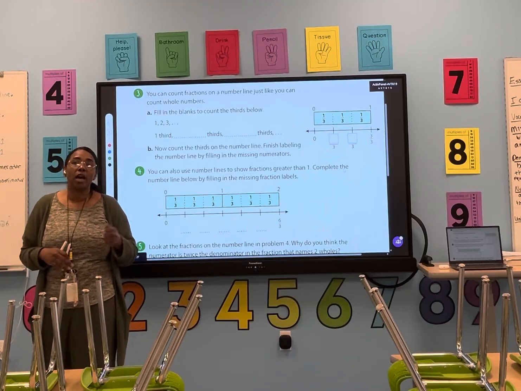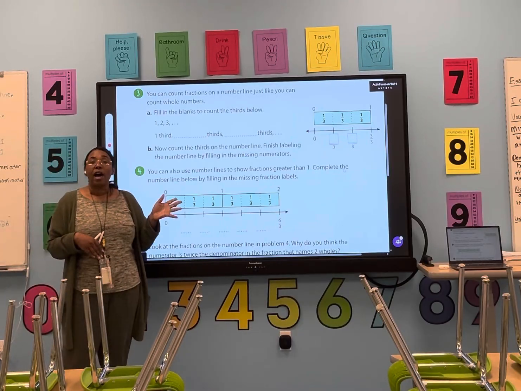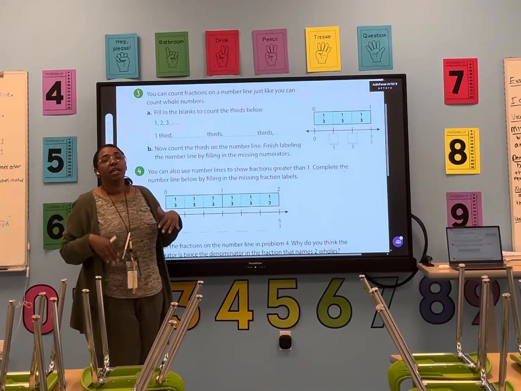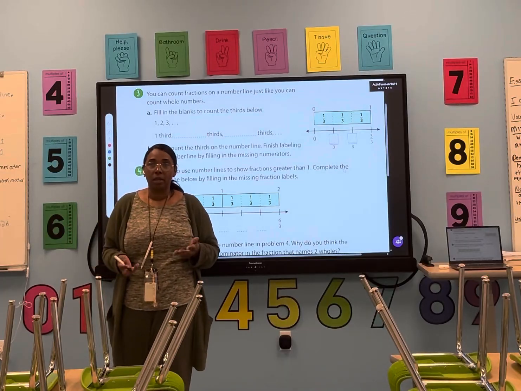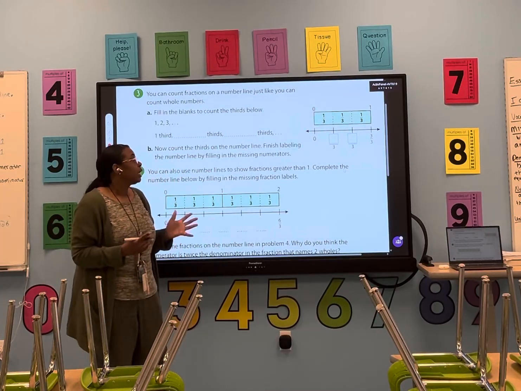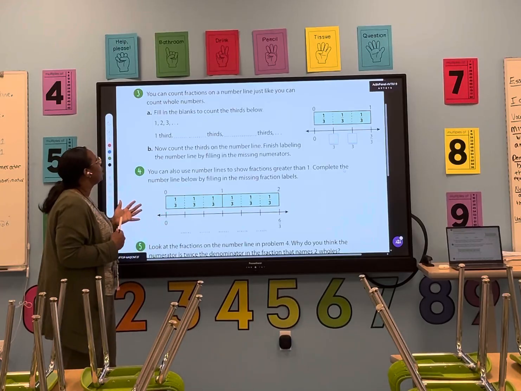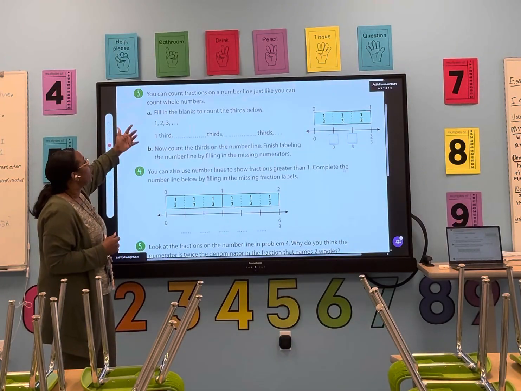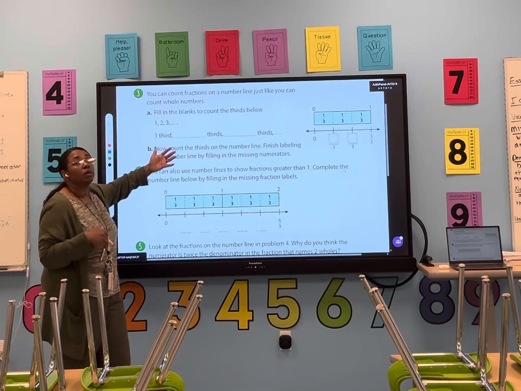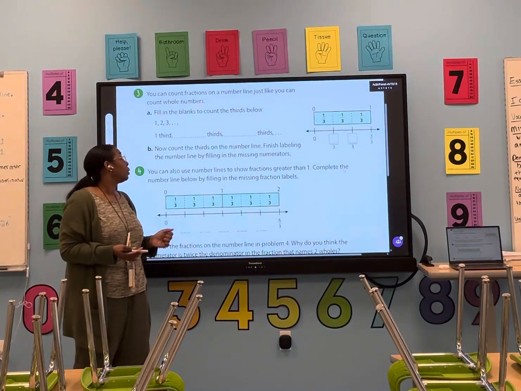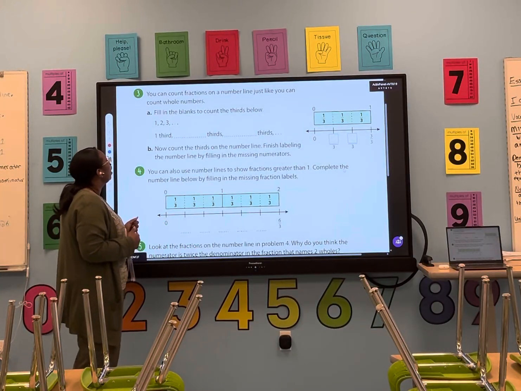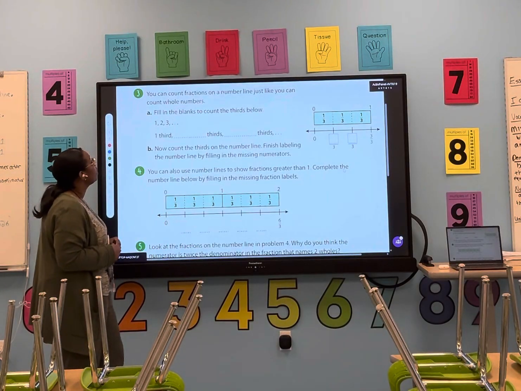You can skip count by 5. So you can start at 0 and go 5, 10, 15, 20. It depends on whatever you're counting by, your number line can go by. Well, that's what they're trying to say. We have a number line, and usually we count by whole numbers, but you can also count with fractions on a number line. So part A says, fill in the blanks to count the thirds below.